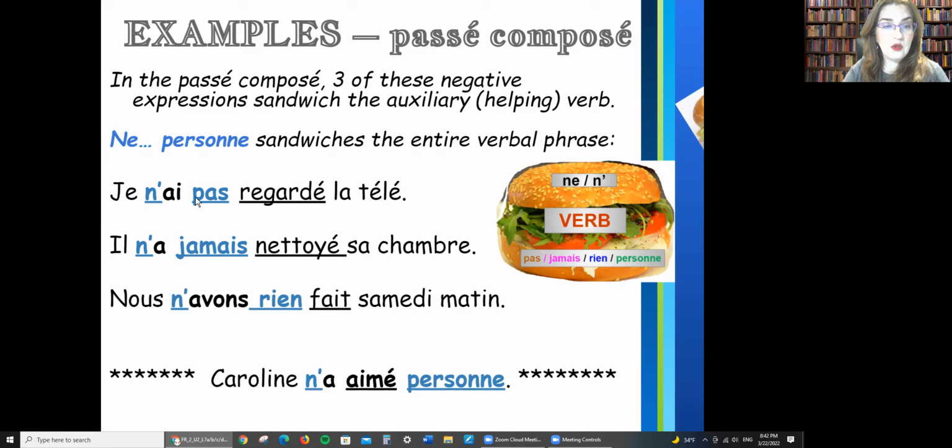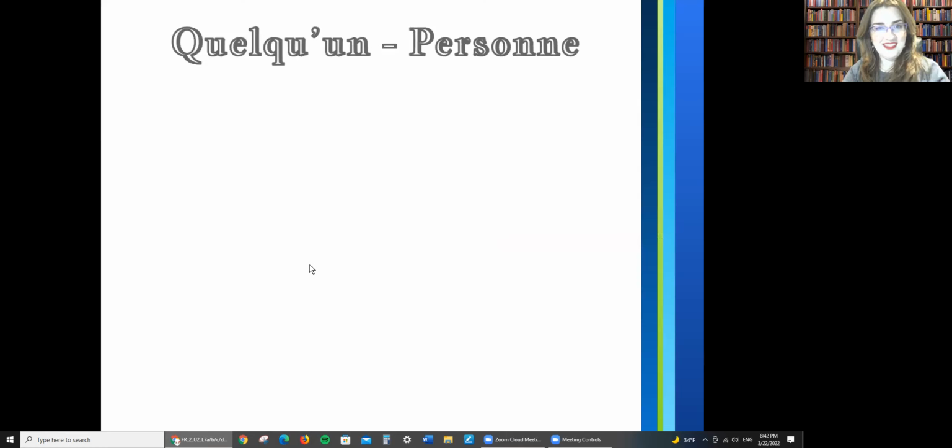So here we have ne pas, ne jamais, and ne rien, sandwich the helper verb in the passé composé. And the past participle that I'm pointing to comes after the sandwich. But ne personne sandwiches both the auxiliary verb and the past participle, the two elements of the passé composé. Okay? Are you seeing the difference between ne pas, ne jamais, ne rien, and ne personne? I hope so.